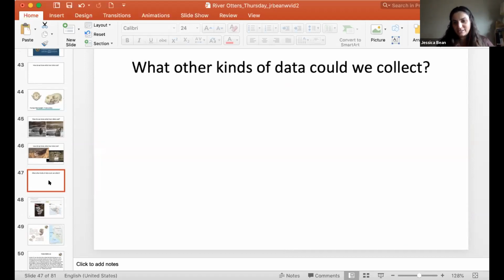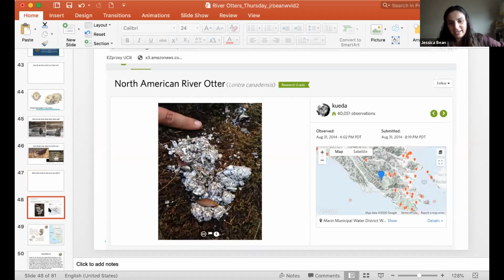What else could we do? And I mentioned it very briefly yesterday. What else do otters leave behind that we might be able to use to figure out what they eat? Scat, right? Their poop. We could be using that as evidence. So it was really funny when I started going onto iNaturalist. What I started seeing is some of the observations weren't actually pictures of otters, but were pictures of scat.